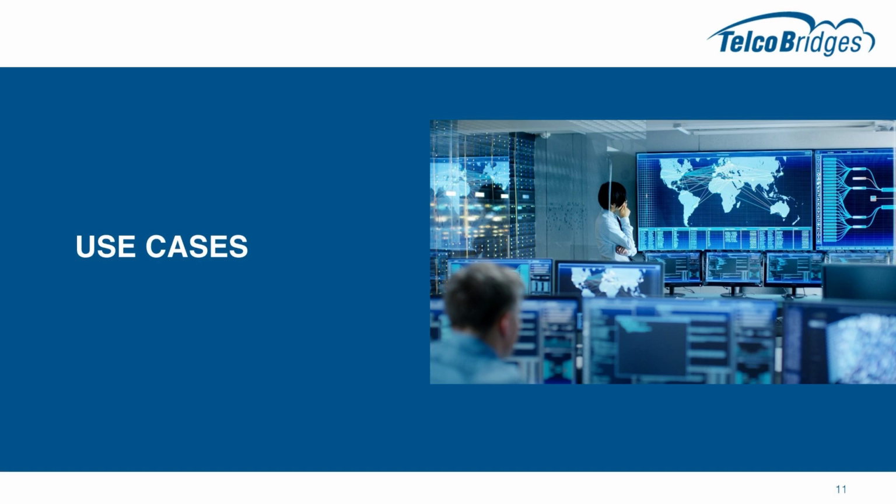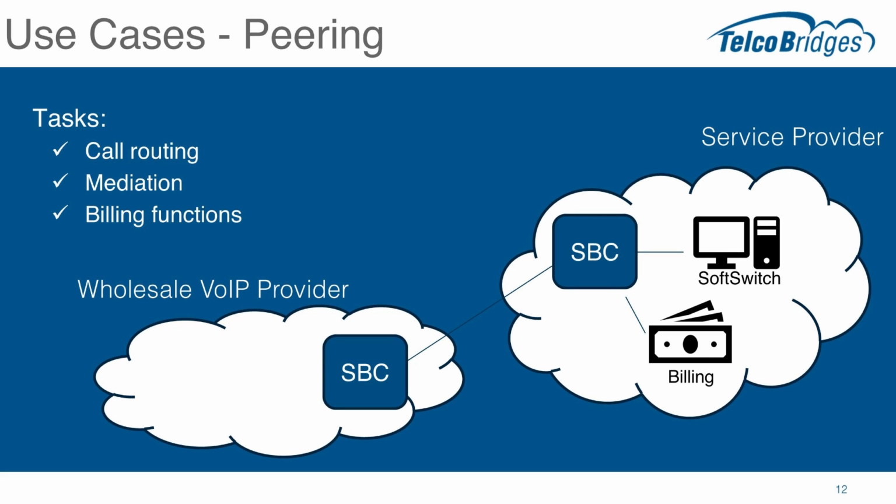So let's move on from that, and let's start to talk about some of the use cases. The use cases I brought here are situations where the cloud is somehow involved. There are tons of use cases for SBCs, but these are ones that are somehow affected or effective in the cloud. The first and most simple one is just peering. This is between two service providers.